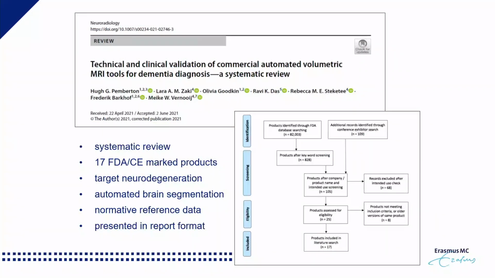Another survey was done by my colleagues from Erasmus MC in collaboration with colleagues from University College London, in which they assessed all software that is FDA approved or CE marked in a systematic review. These are 17 software packages that target neurodegeneration. They first do automated brain segmentation, they have some sort of normative reference data, and they present the results in a report for an individual patient.